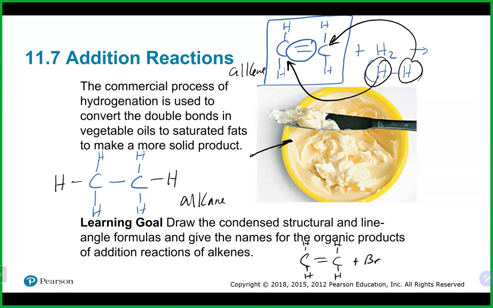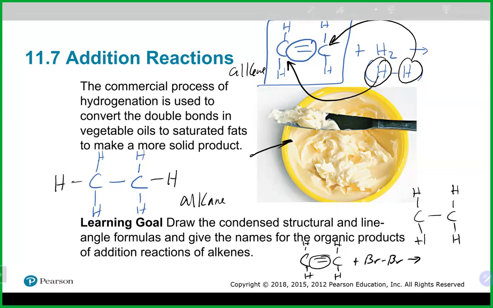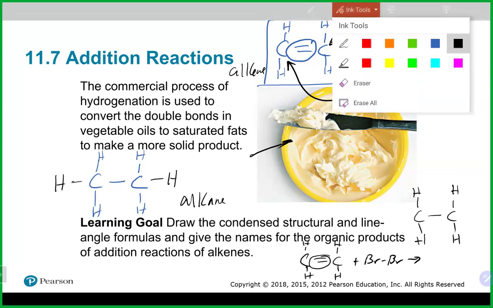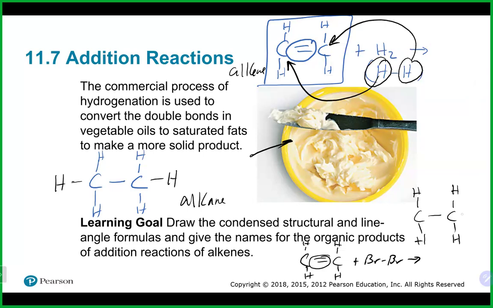Add a little Br2. Once again, we're going to make this double bond into a single bond, and nothing else is going to change. We'll still have all the hydrogens we started with. Everything's exactly the same. Now all we have to do is throw a bromine on each of the carbons, and we are done. You put a bromine there, you put a bromine there, and you are good to go.